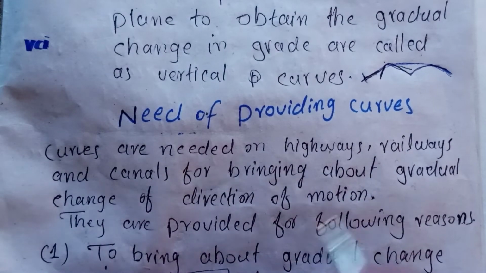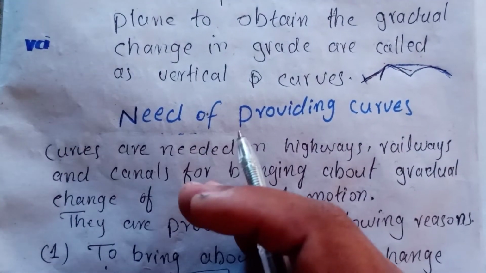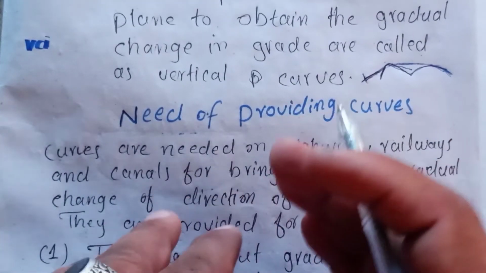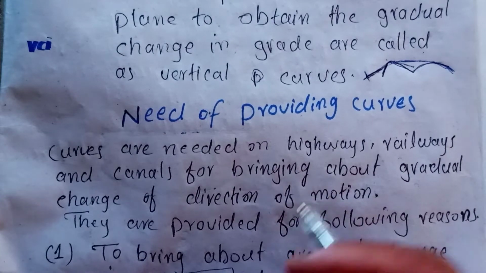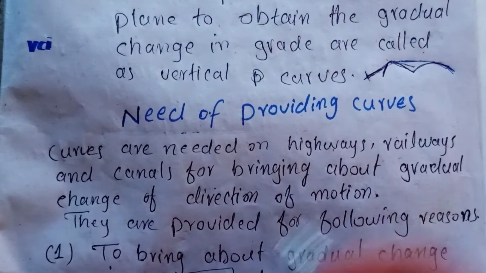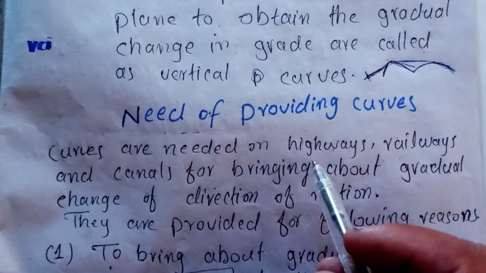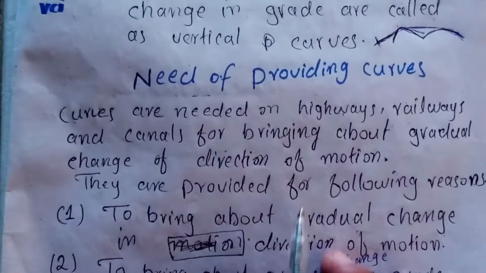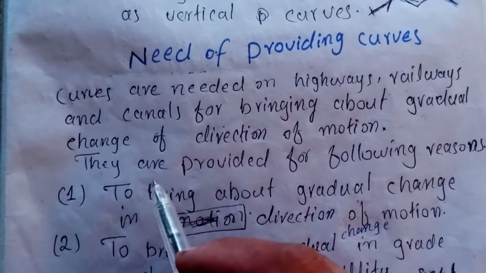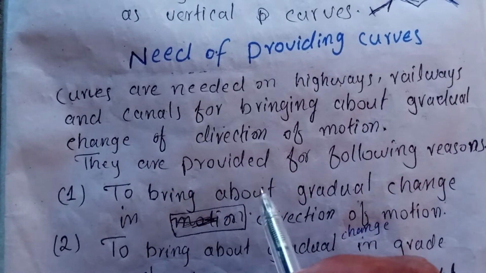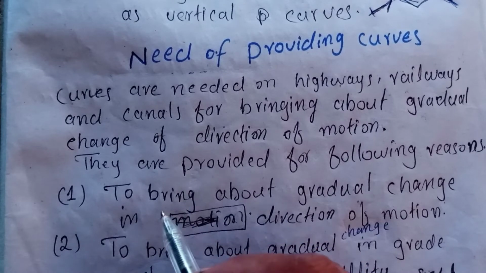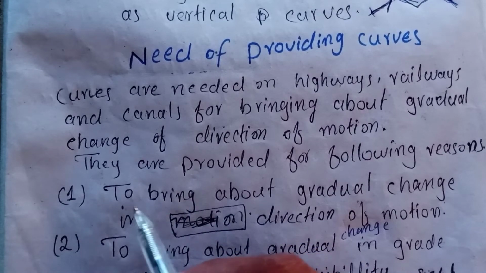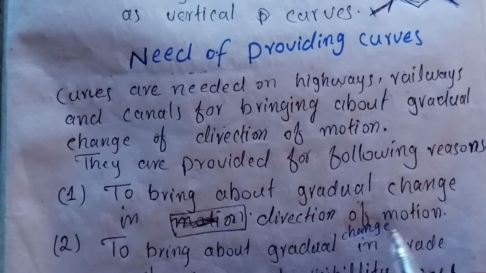It means that from one point to the other, some vehicles are long and some are short, some vehicles are fast and some are slow. For different kinds of vehicles we can provide different kinds of curves and different kinds of projects, just like highway projects, railway projects, etc. Mostly they are provided for the following reasons. The standard reason given, which we have written here, is to bring about gradual change of direction of motion.